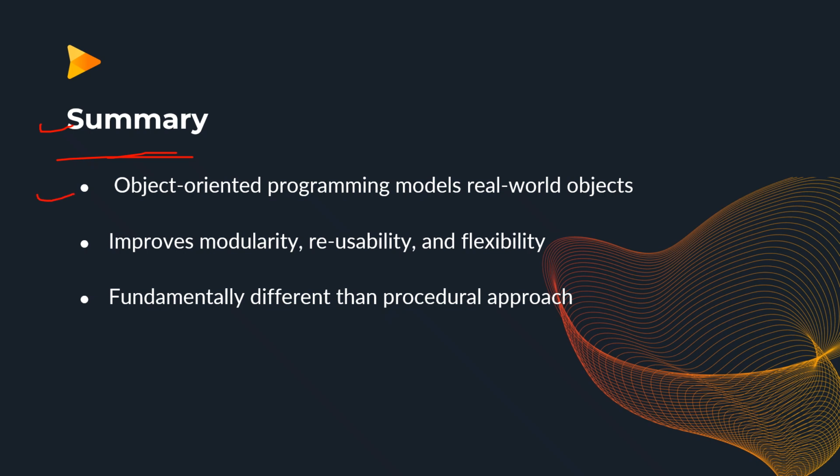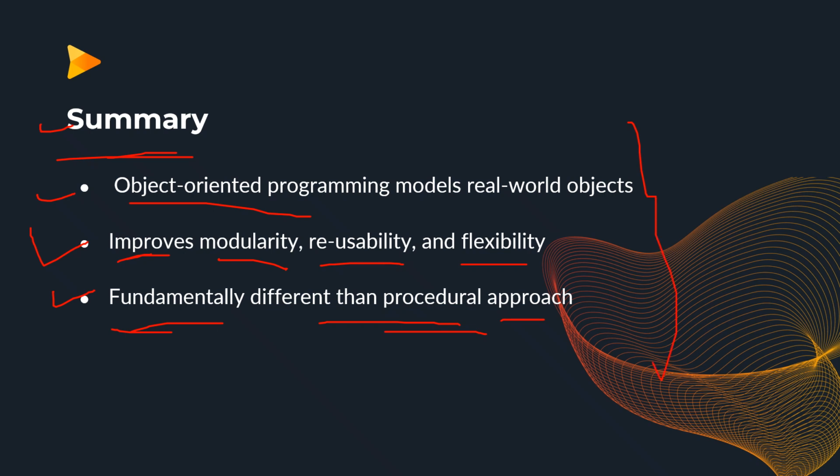Now we have seen what object oriented programming is and how we can use it. Then we have seen some pros and cons, or merits and demerits, of OOPS. Then we have seen the benefits of OOPS. We have seen that OOPS improves modularity, reusability and flexibility of our program. Then we have seen that it is fundamentally different from procedural oriented programming, and we have seen the difference between OOPS and procedural programming. I hope you have understood all these things, and this is the overview of our course.